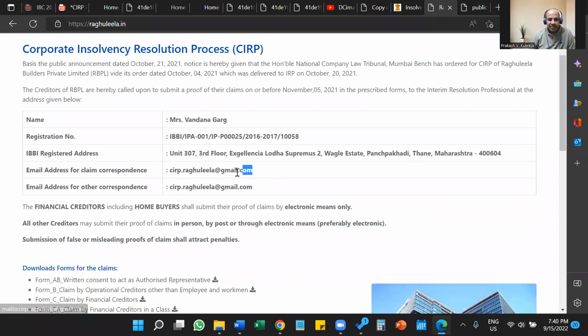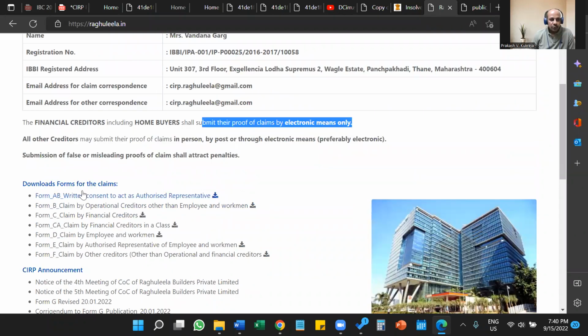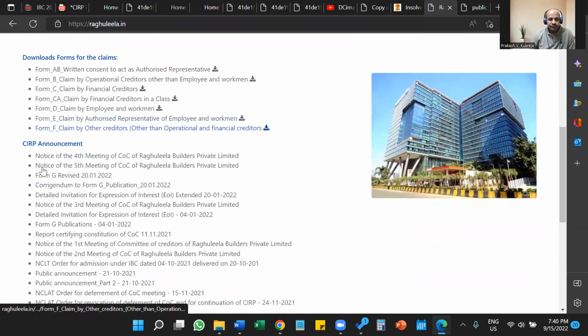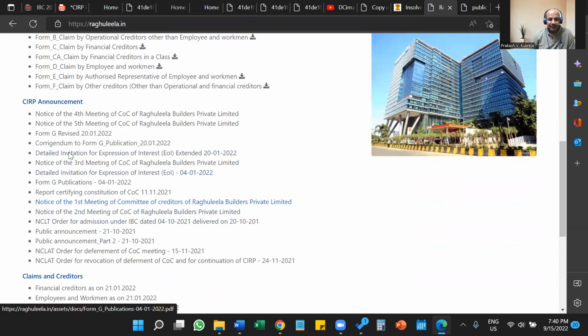And you can see there is a specific email ID for correspondence for claims, right? And this being a real estate company, the financial creditors obviously will be your home buyers, right? And they can submit proof of claims by electronic means only. I'll cover this point, as recently I came across a very interesting situation, which I'll cover in some time. Now, if you see in the download forms for the claim, they are made very specific on what type of creditors can download what form. Then comes the CIRP announcement. So everything is mentioned on the website.